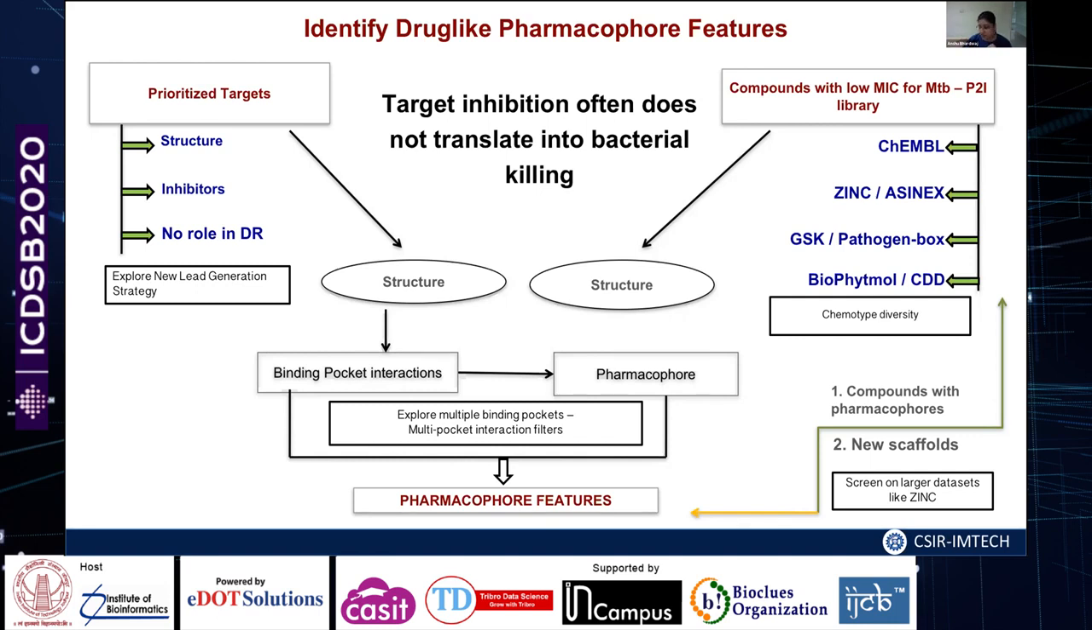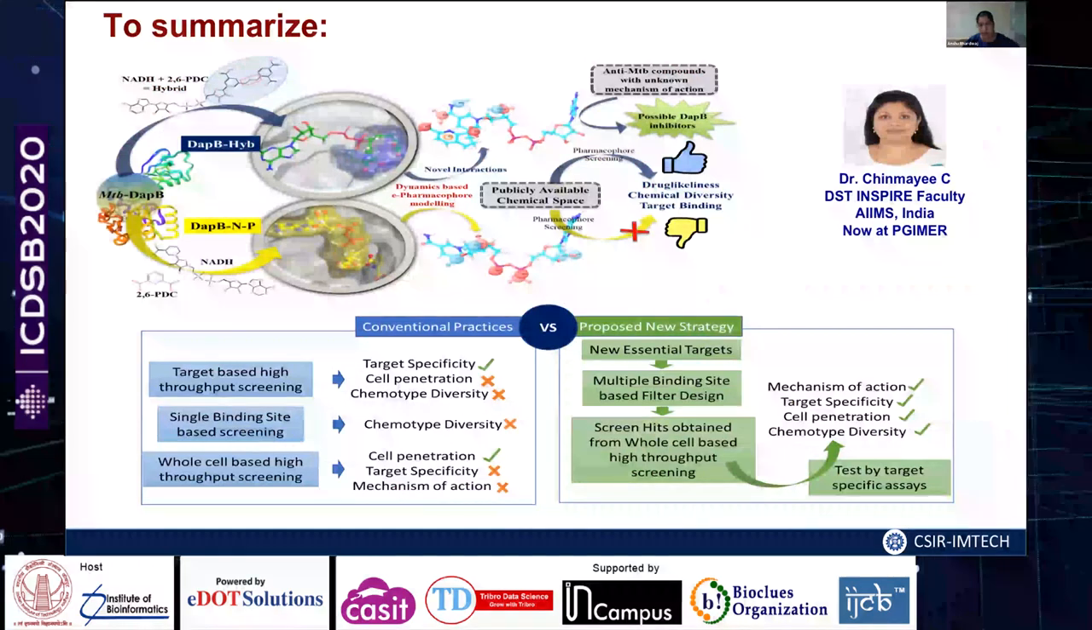So this is our first contribution. It's a new method, and this paper is available in bioRxiv and it is under review in a journal. And Chinmay is my collaborator on this project. As opposed to several lacunae in the conventional practices, our new strategy actually allows us to understand the mechanism of action. We can bring in target specificity. It has no cell penetration issue, which is a huge problem in case of target-based design. And then, of course, we have chemotype diversity. So we have expanded the chemical space for MTB that we can look for. And the method is generic. It can be applied to any pathogen.